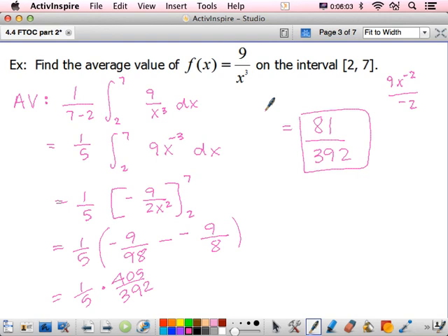Make sense? How would you check this? Well, you could check this part of it right here in your calculator. You should be able to check the 405 over 392. Or you could actually type the whole thing into your calculator: 1/5 of 9 over x cubed. I usually just check this part in my calculator, and then at the end I multiply by the 1/5 and double check it. So that is the average value of a function over a given interval.